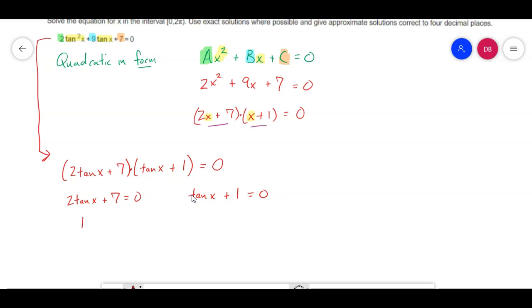So here, if I move that 7 over, I'll have a negative 7. And then if I divide away that 2, I'll have a negative 7 halves. And then here I get tangent x equals negative 1.